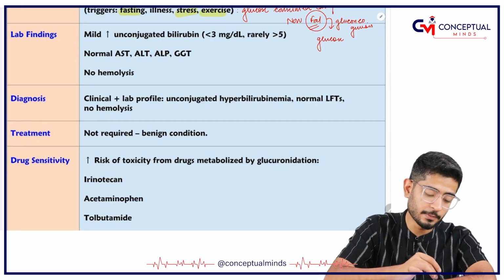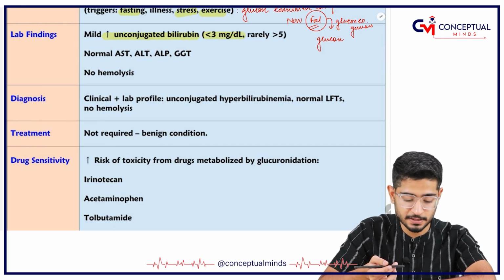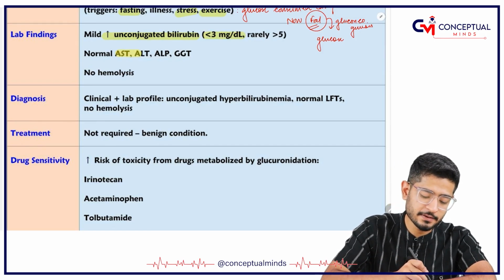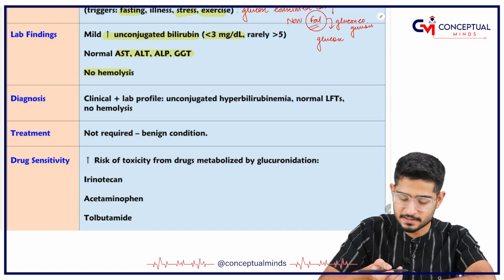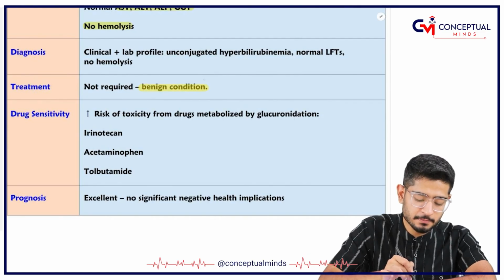Laboratory findings reveal that there is an increase in unconjugated bilirubin, but it is actually mild, like less than 3 mg per deciliter. So AST, ALP, everything is going to be normal. There is no hemolysis. Okay, so treatment, actually it's a very benign condition.